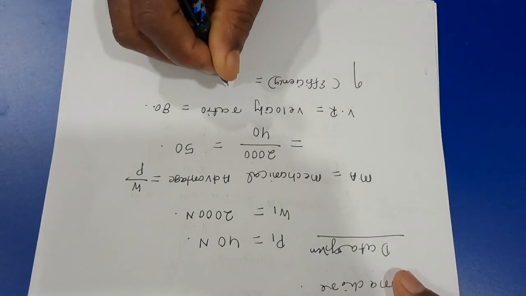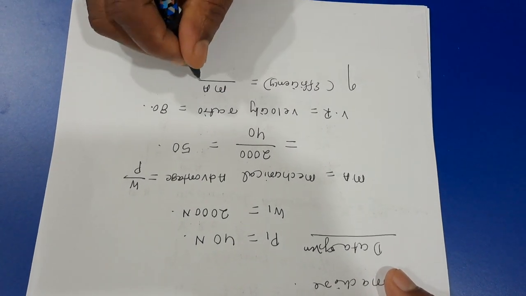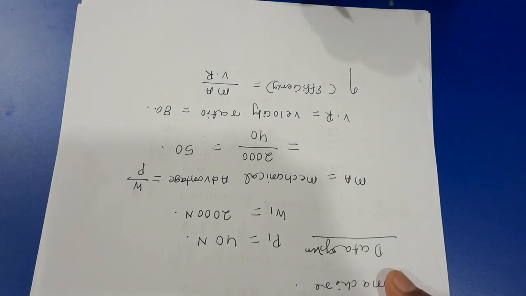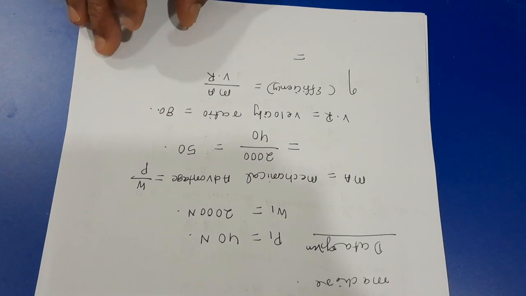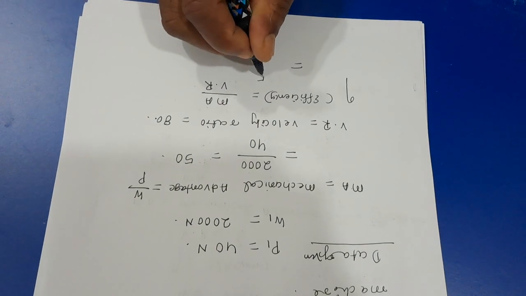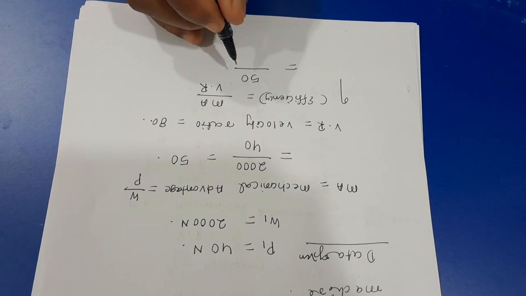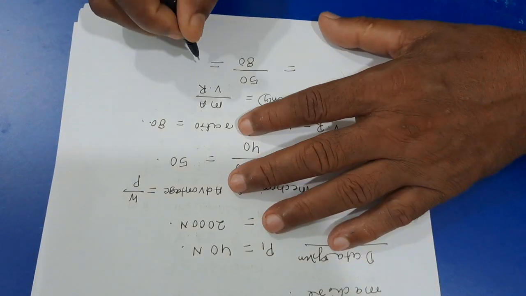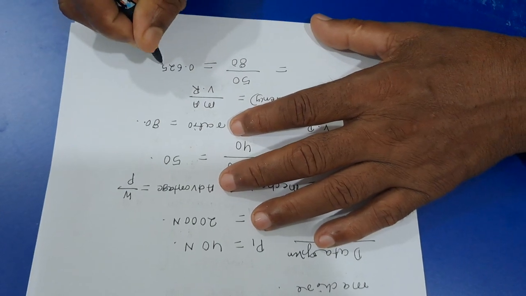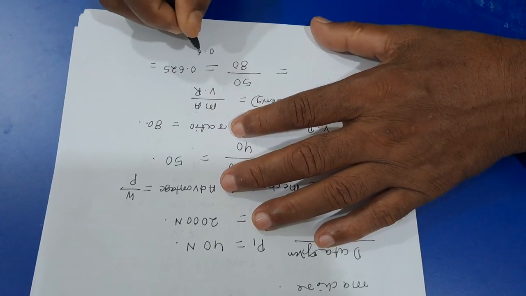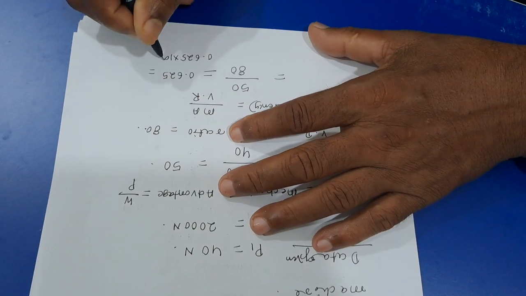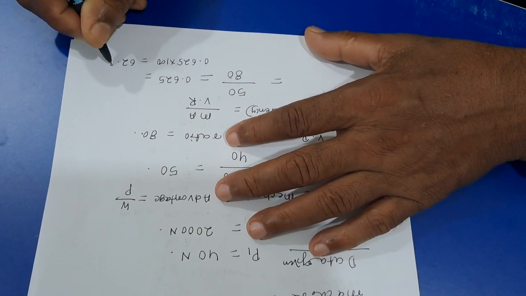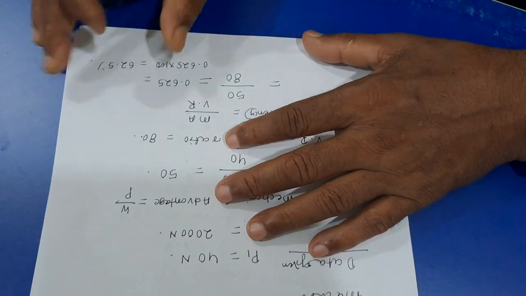Efficiency is equal to mechanical advantage by velocity ratio. Then after putting all the values, MA is equal to 50. Then velocity ratio is equal to 80. So 50 by 80 is equal to 0.625, which is 0.625 into 100 is equal to 62.5%. This is the efficiency: 62.5%.